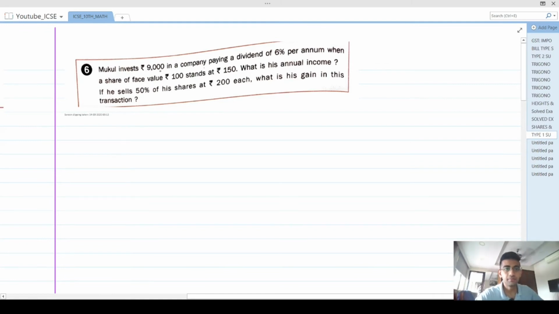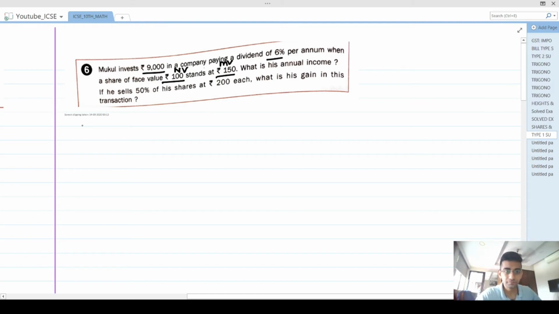Let's look at this one. Mukul invests 9,000 in a company paying dividend of 6% per annum when the share of face value 100 stands at 150. So this is NV here and this is market value. What is his annual income? And if he sells 50% of his shares at 200 each, what is his gain in this transaction?